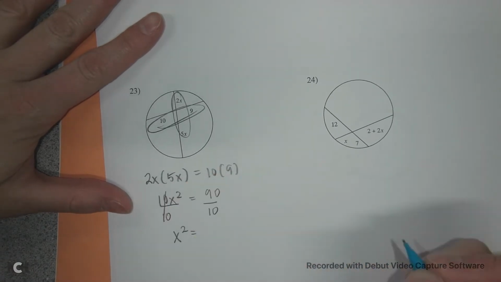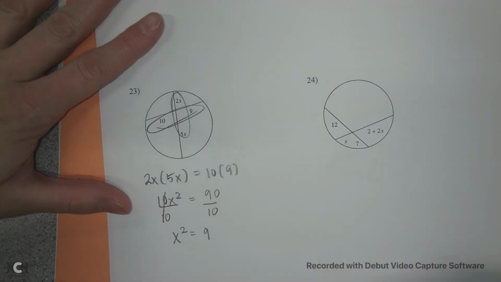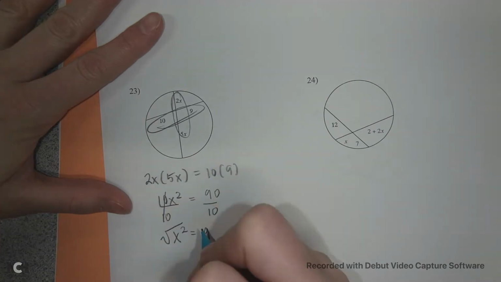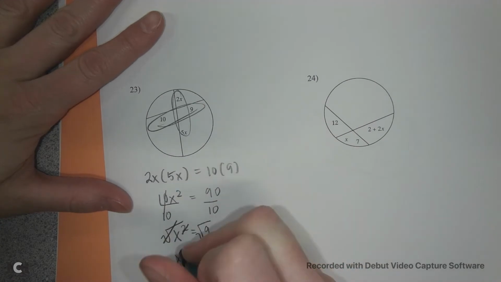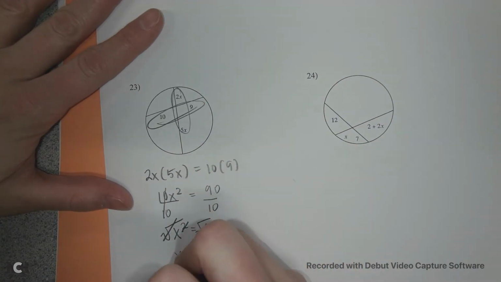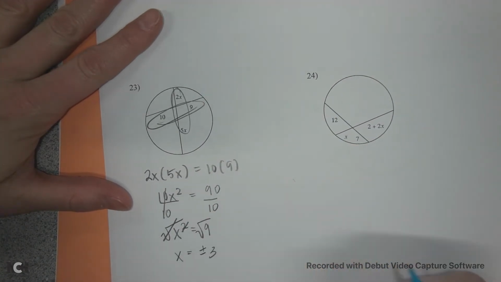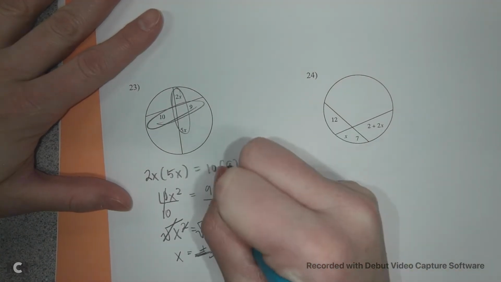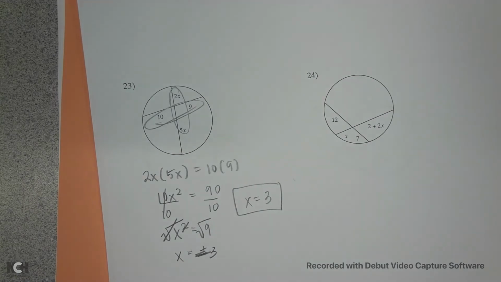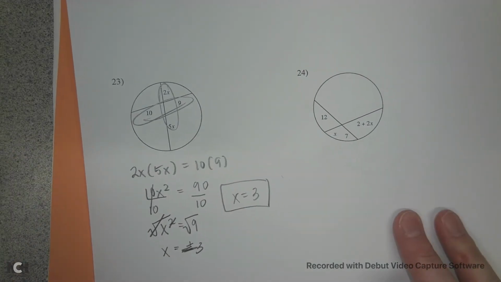x squared is equal to 9. Oh, we can square root. Oh, I love this one. x equals plus or minus 3, but we don't want the negative version. So x is equal to 3. Yay! That was great. I love that one.